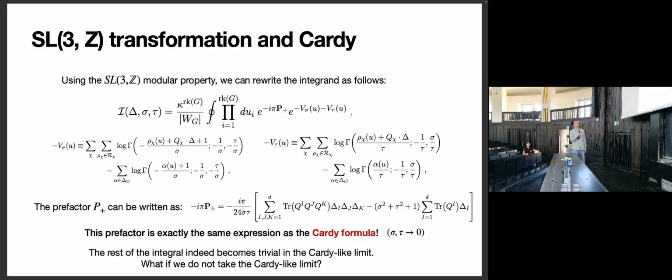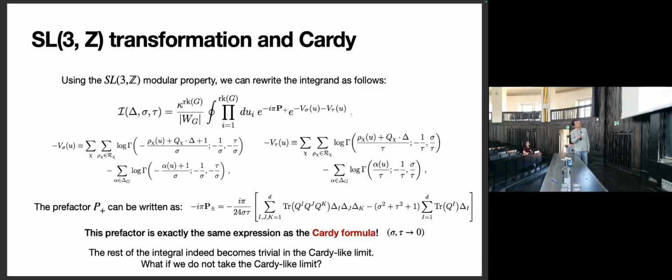So I can use this SL(3,Z) transformation to rewrite the integrand in this form, where V sigma and V tau are the quote-unquote SL(3,Z) transformed integrands. And there is a prefactor, P plus, and if you collect these terms, it takes the following form. What's remarkable about this is that if I take the Cardy limit of taking sigma, tau to 0, then this part is exactly the form that you get from the Cardy-like formula that I presented before.